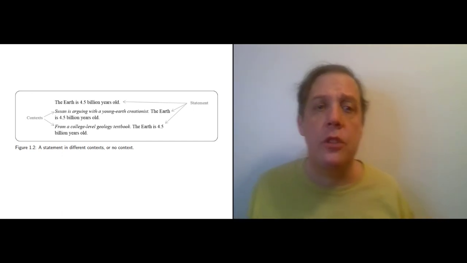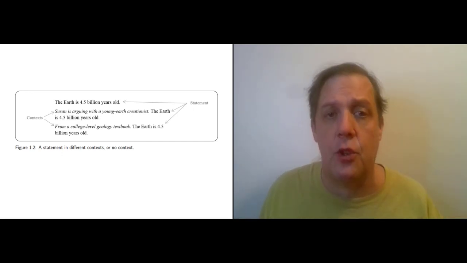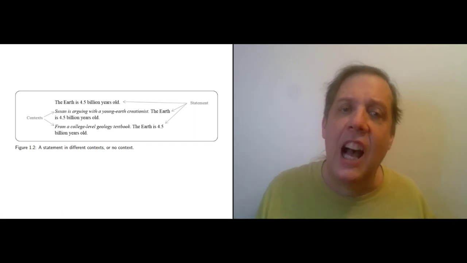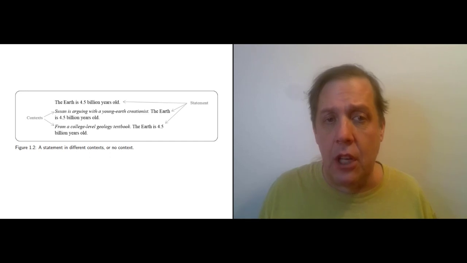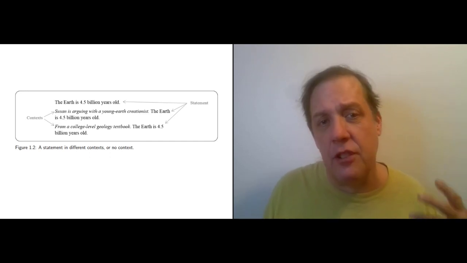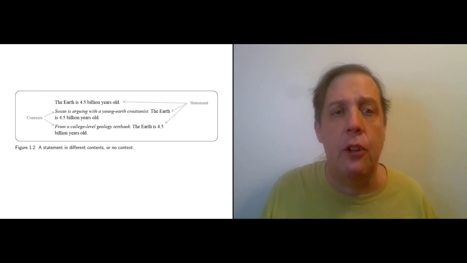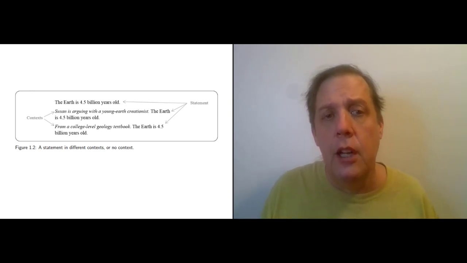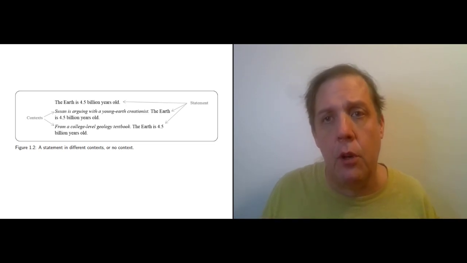So for the first one, Susan is arguing with a young Earth creationist, and she makes this assertion. That's going to have one kind of meaning. In particular, she's going to be using this as evidence for other things. On the other hand, if you put that same statement in a college-level geology textbook, it's no longer going to be part of an argument. It's going to be something that you just take on authority.